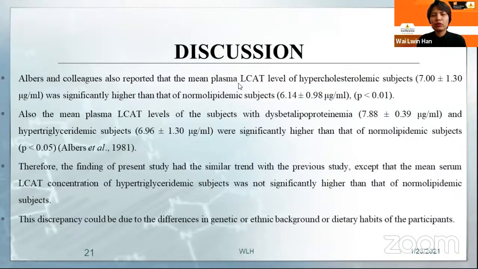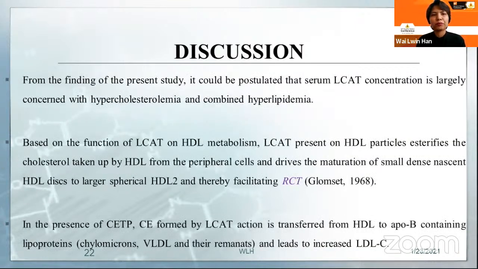Evers and colleagues also reported that the mean plasma ALCA level of hypercholesterolemic subjects was significantly higher than that of normal lipidemic subjects. Also, the mean plasma ALCA levels of subjects with dyslipoproteinemia and hypertriglyceridemic subjects were significantly higher than that of normal lipidemic subjects. Therefore, the finding of the present study had a similar trend with the previous study, except that the mean serum ALCA concentration of hypertriglyceridemic subjects was not significantly higher than that of normal lipidemic subjects. This discrepancy could be due to the difference in genetic or ethnic backgrounds or dietary habits of the participants.